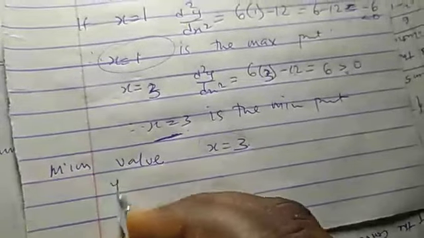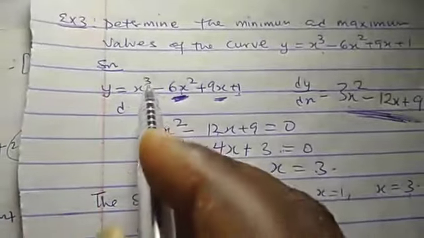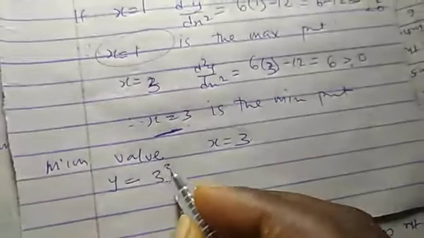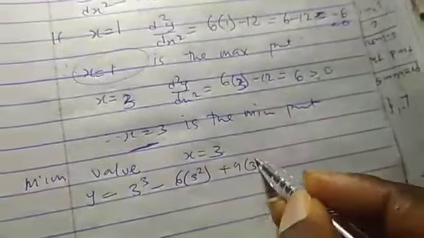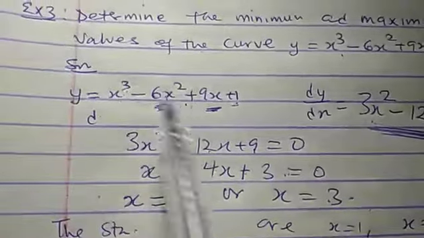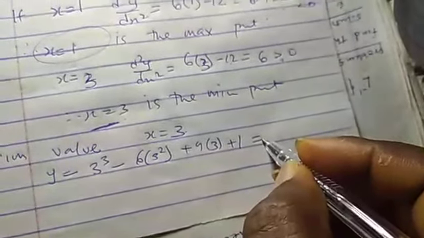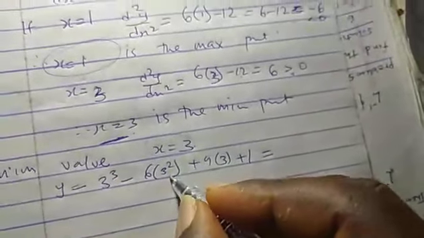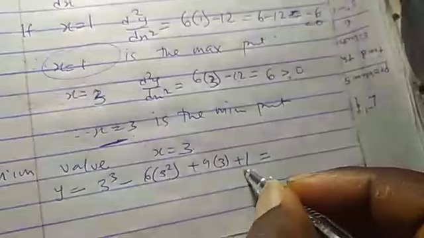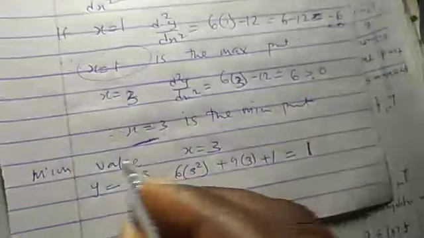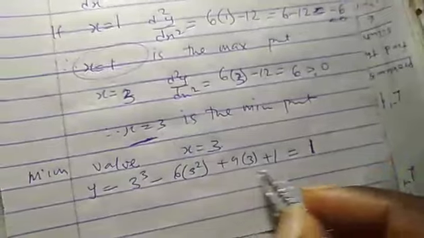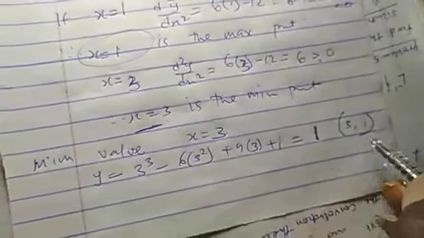So in that case, our minimum value will be equal to, using the function, 3 cubed minus 6 into 3 squared plus 9 into 3 plus 1. You come back to your function. Anywhere you see s, you put in what you got. If I simplify this, it is 27 minus 54 plus another 27 plus 1, which gives me 1. So our minimum value is 1, which I can write as (3, 1).